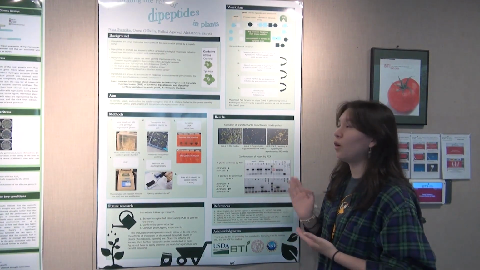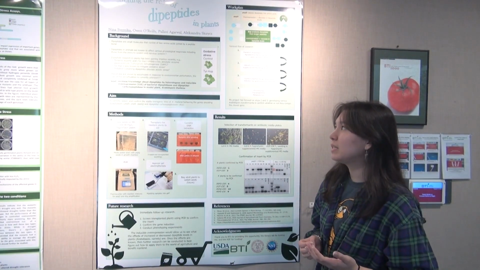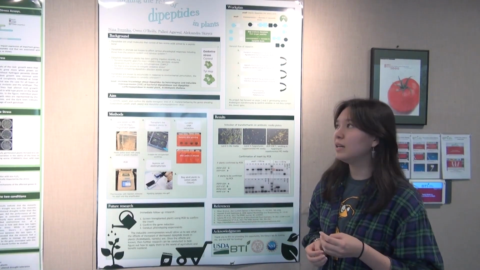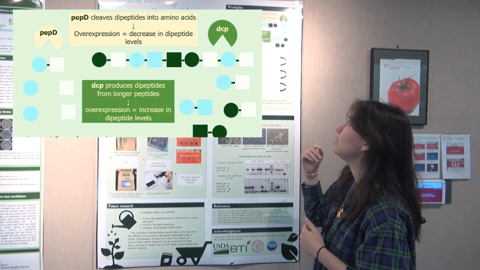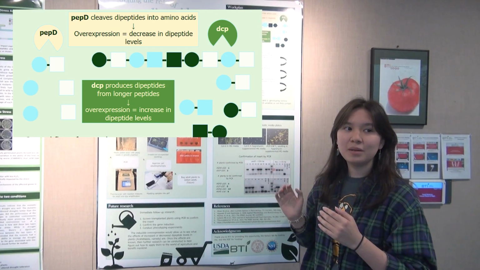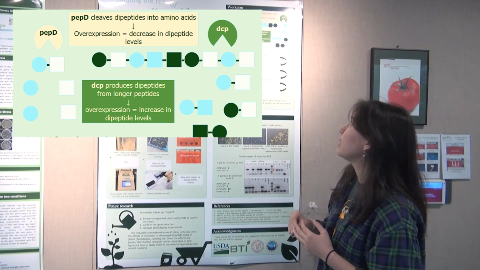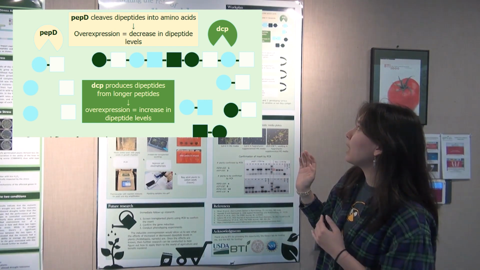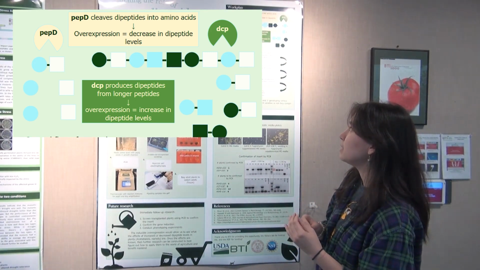So the goal of all of this research is to just generally increase knowledge about dipeptides, and we are doing that through inducibly overexpressing dipeptidases like pepD, pepE, pepQ, and DCP. So dipeptidases like pepD decrease dipeptide numbers because they take them and cleave them into their two original amino acids, whereas DCP does the opposite. It increases dipeptide levels by taking a longer amino acid chain and breaking that up into dipeptides.